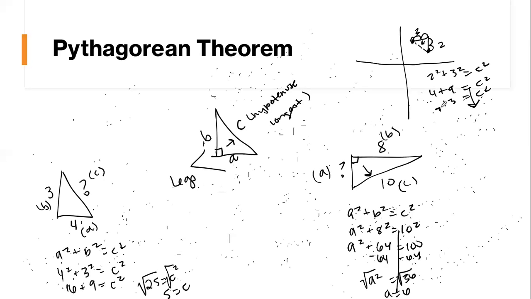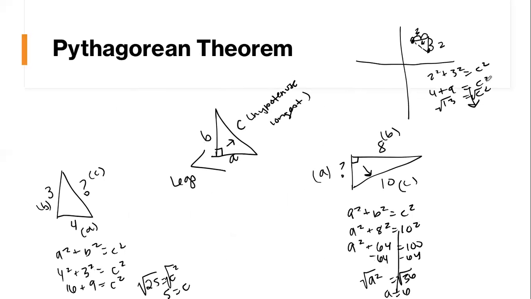I don't know what the square root of 13 is. Let's see. Sorry, using my phone calculator when I could just use Desmos. The square root of 13 is 3.6.